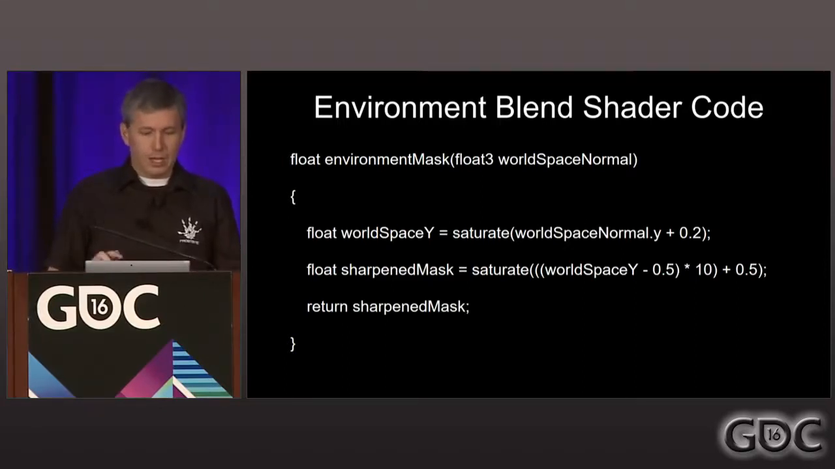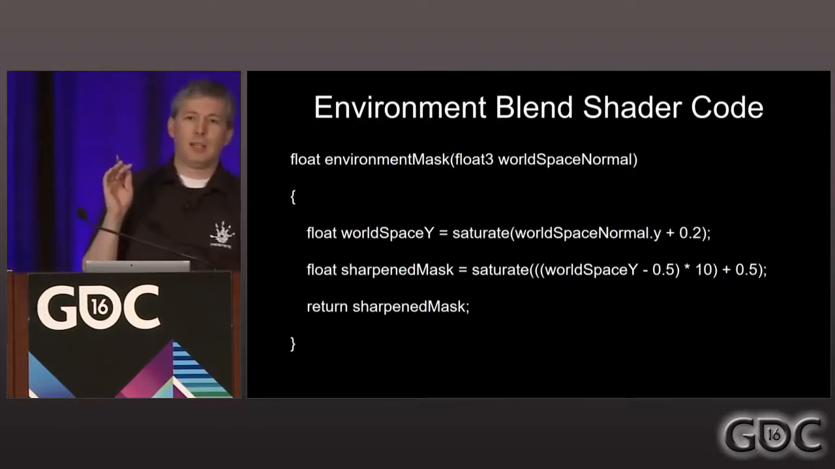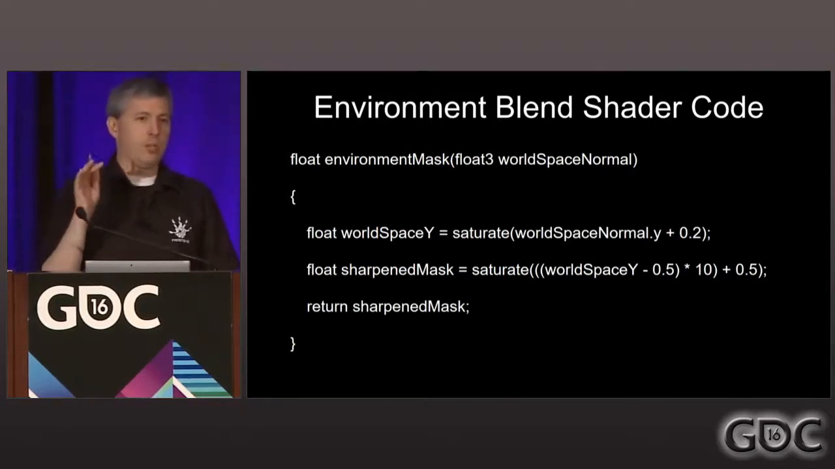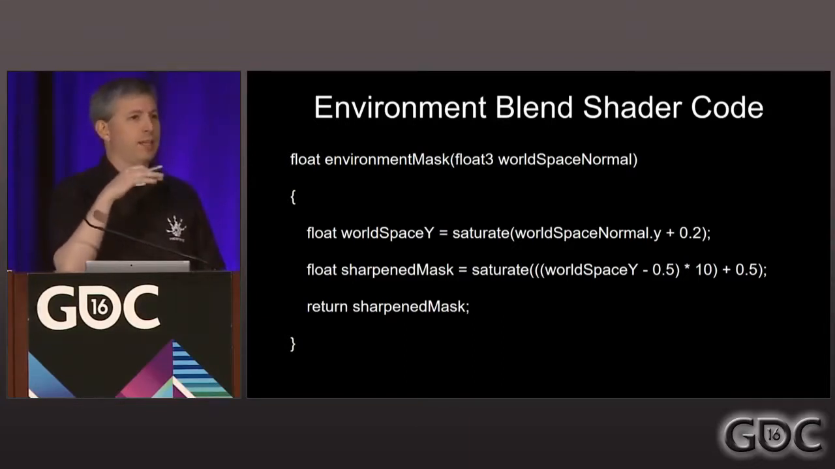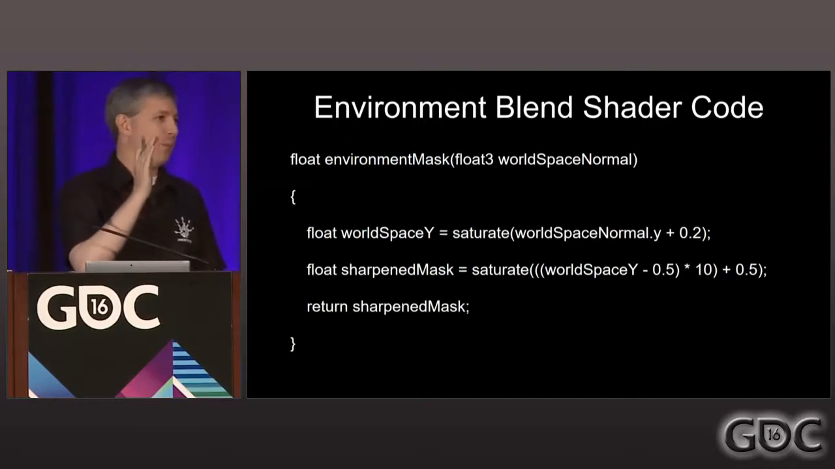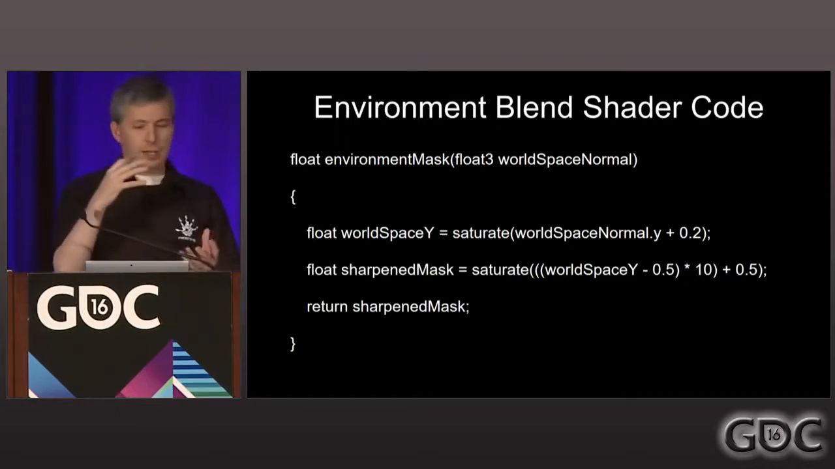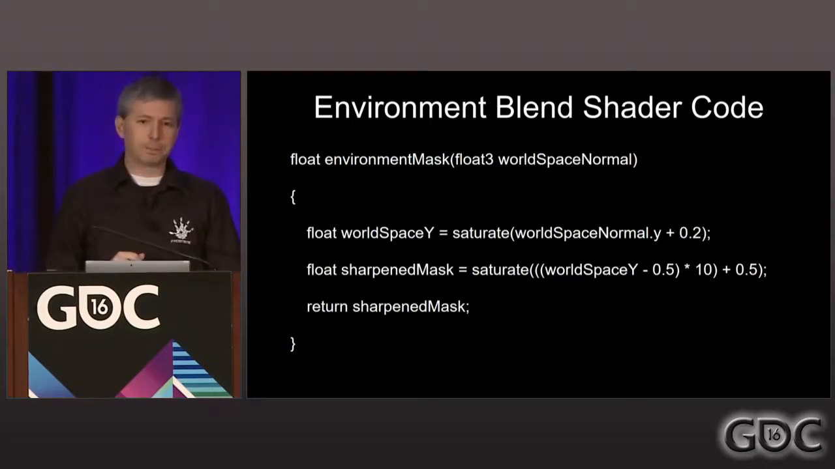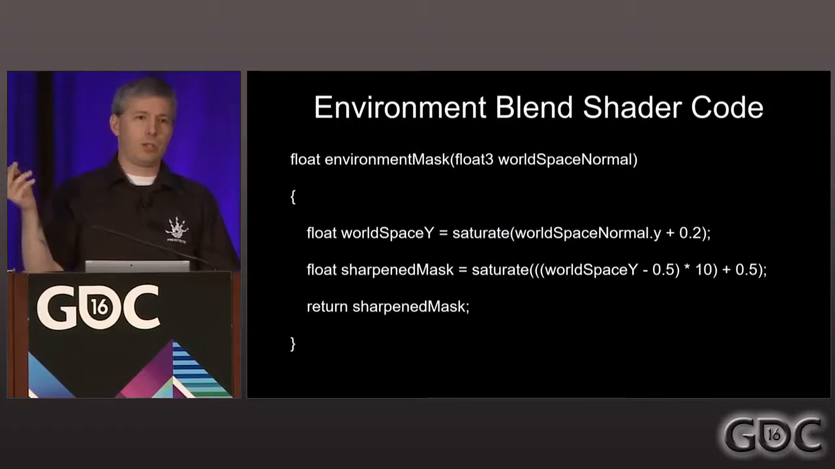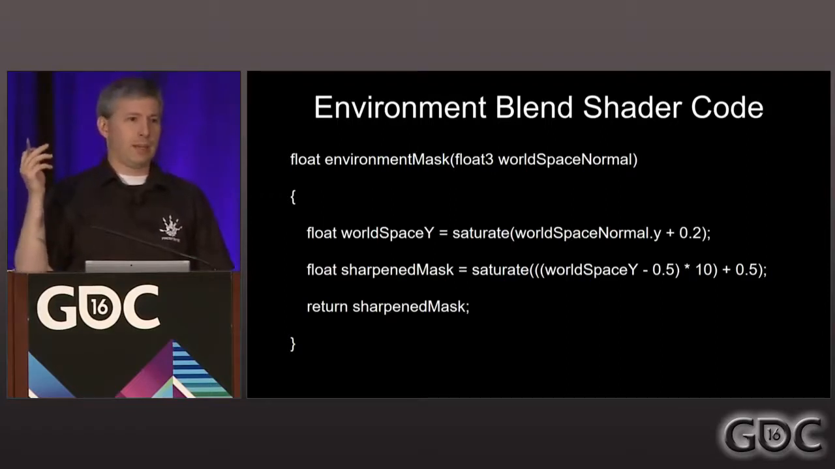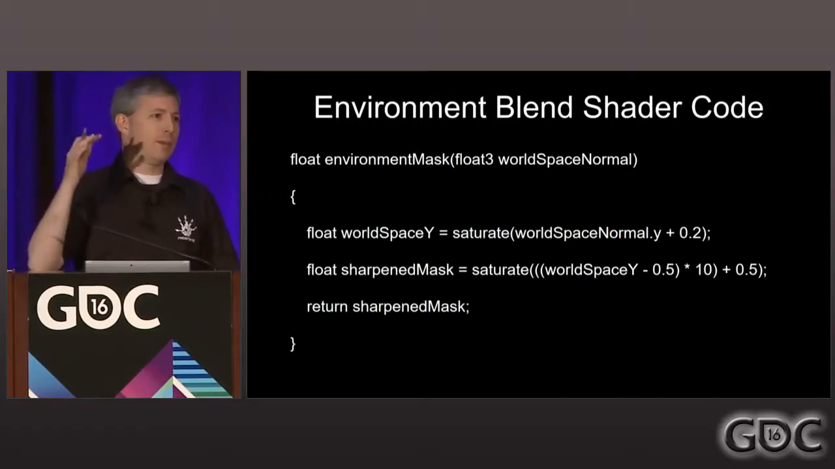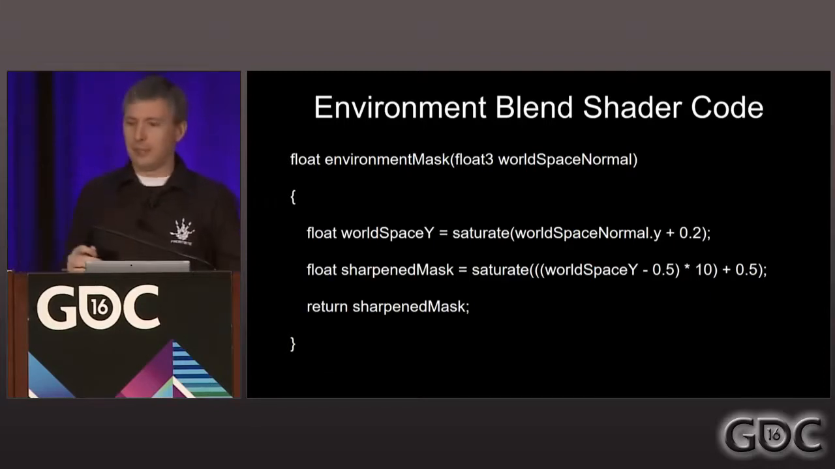Okay. Again, here's the HLSL code that we can use to generate that mask that does the sharpening and creates a blend using the Y vector of the normal that we can then use to blend between the moss and the rock. Okay, so we've gone over 3 examples. We talked about distortion, and we talked about atlas walking, and we talked about environment blending.